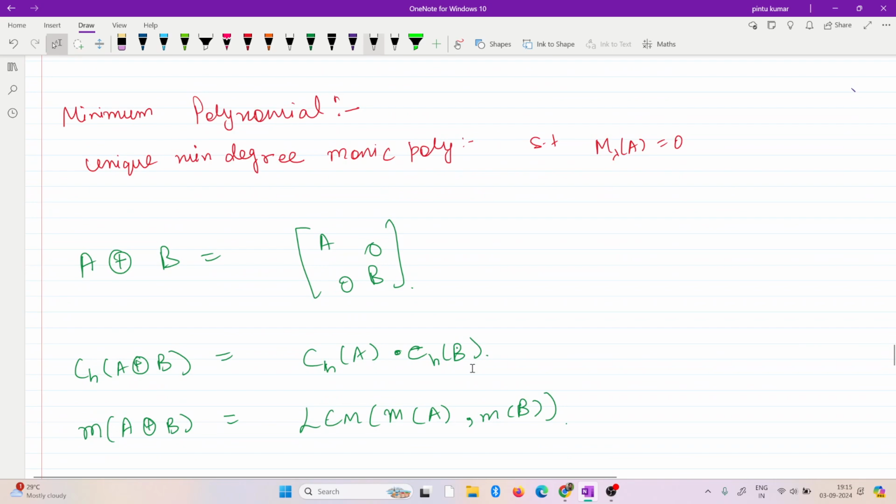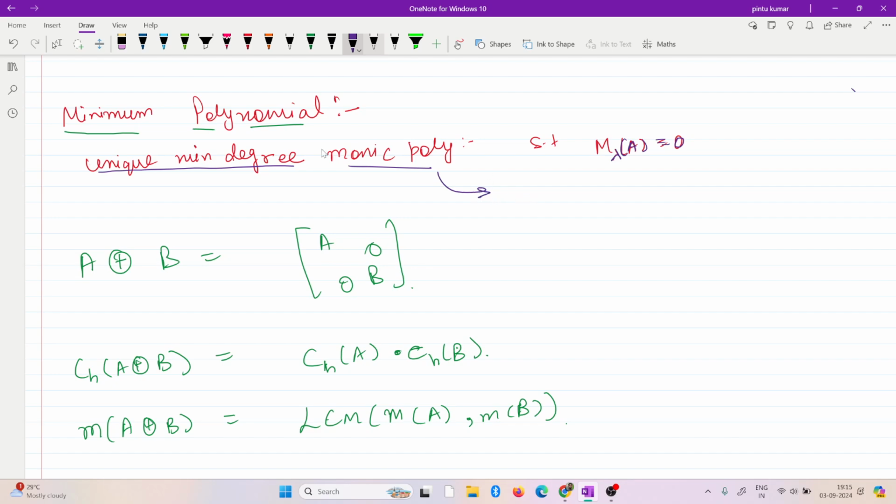Okay. So first of all, the first thing that I want to say is, what is a minimum polynomial of a matrix? The definition goes something like: the unique minimum degree monic polynomial such that m(lambda) of A is equal to 0. So it's a minimum degree polynomial of one variable. Monic polynomial means one variable polynomial.